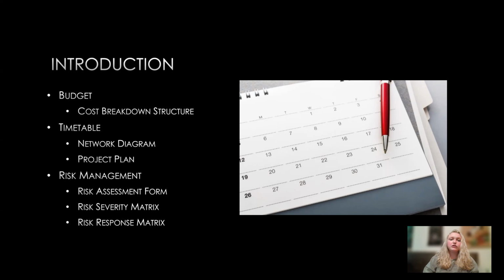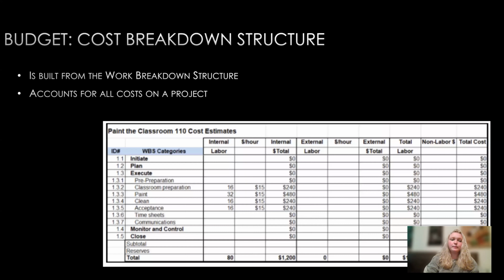The steps include going over the budget, which includes the cost breakdown structure. It goes over the timetable next, which includes creating a network diagram and creating a project plan. Then finally, it goes over risk management, which includes the risk assessment form for likelihood and impact, a risk severity matrix, and creating a risk response matrix. To start off, we will discuss budget, specifically the cost breakdown structure.